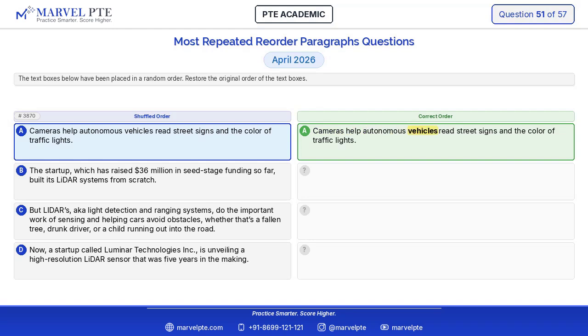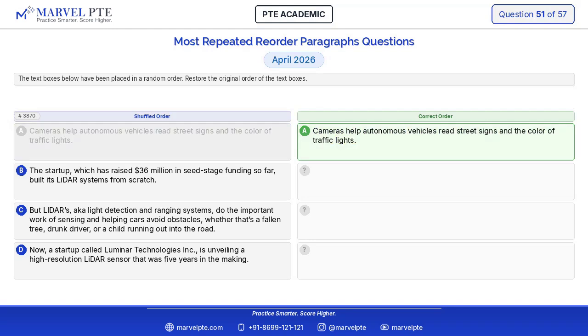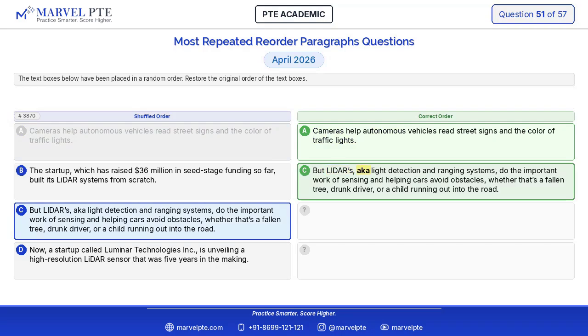Cameras help autonomous vehicles read street signs and the color of traffic lights. But LIDARs, aka light detection and ranging systems, do the important work of sensing and helping cars avoid obstacles, whether that's a fallen tree, drunk driver, or a child running out into the road.